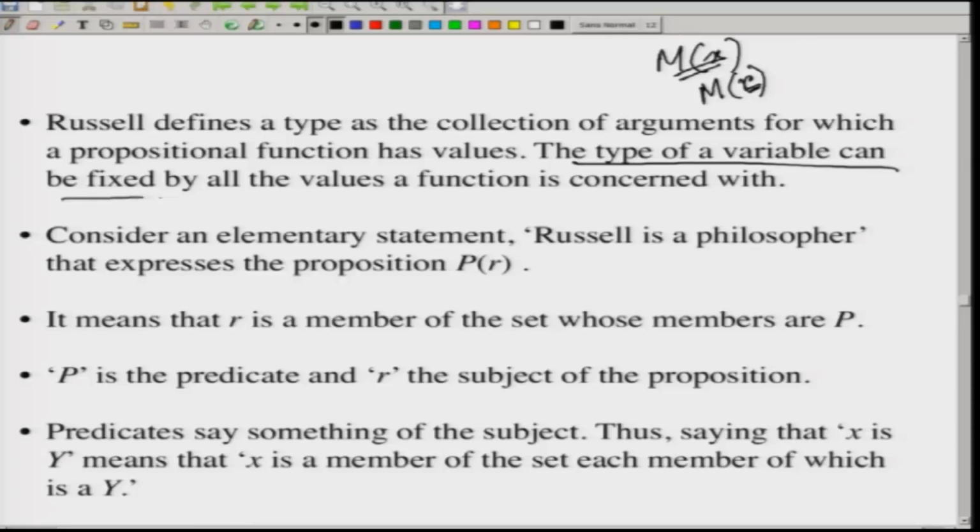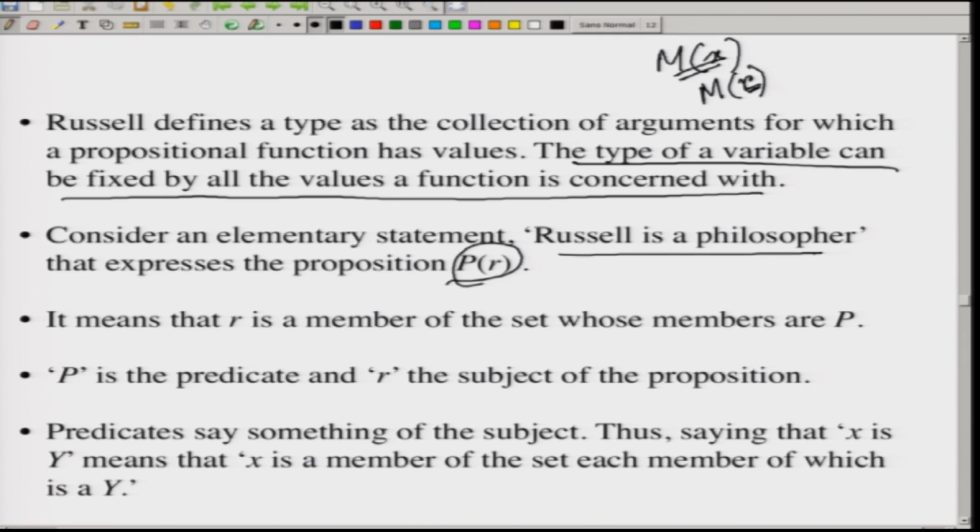The type of a variable can be fixed by all the values a function is concerned with. So, for example, whatever can replace x would belong to one type. Consider an elementary statement: Russell is a philosopher, that expresses the proposition PR. This is the proposition and this is the statement.